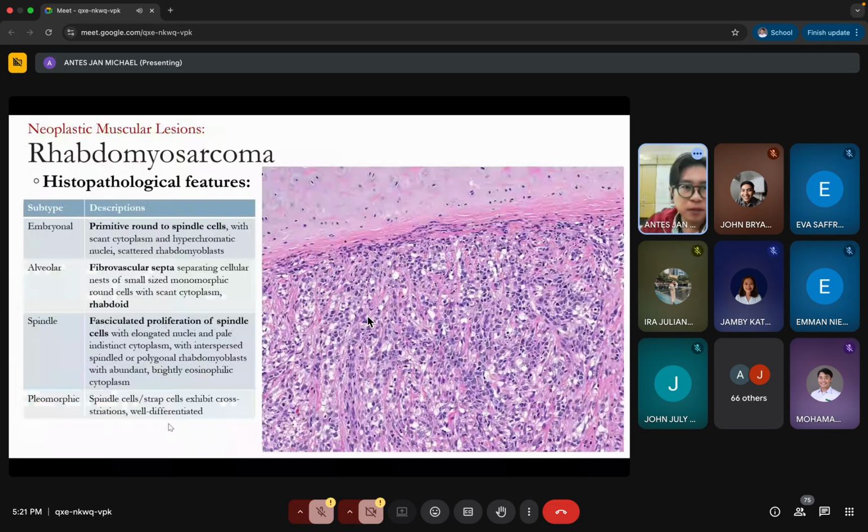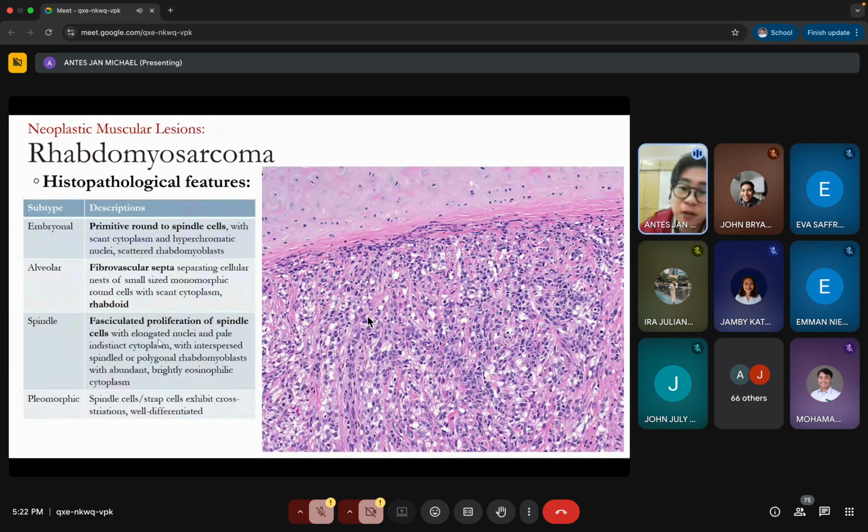Okay. Now let's go to the morphology because it's very distinctly different. Now embryonal. It is seen with primitive round to spindle cells, with hyperchromatic nuclei and scattered rhabdomyoblasts. One thing that we really need to look at here is the shape of the cells. It's more round. So the slide that you see right here is embryonal.